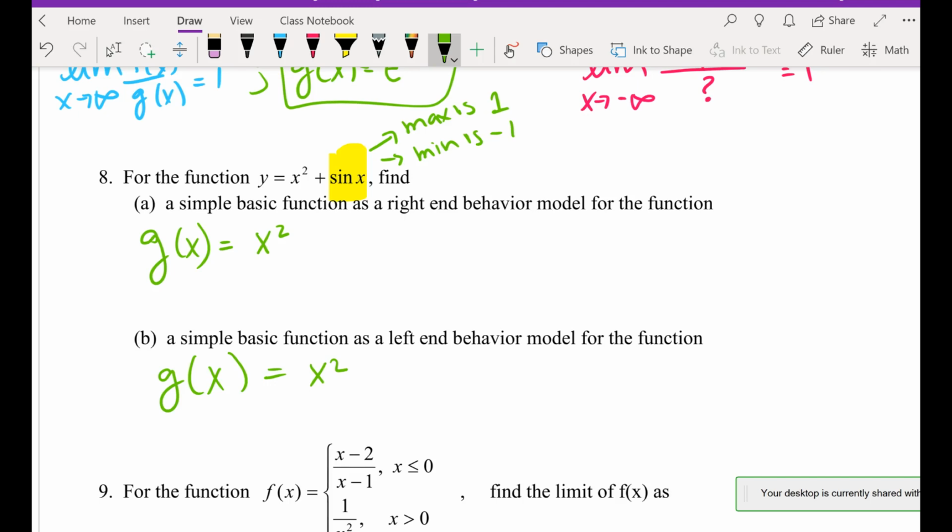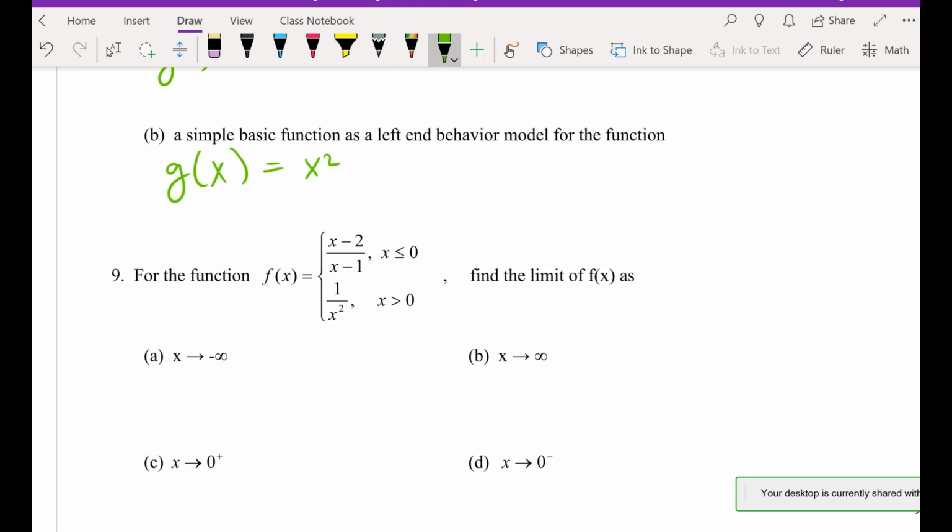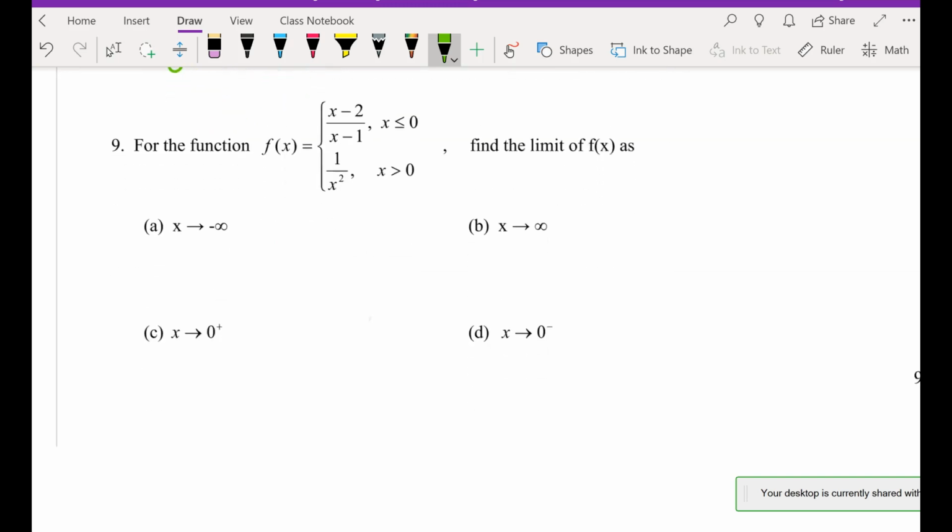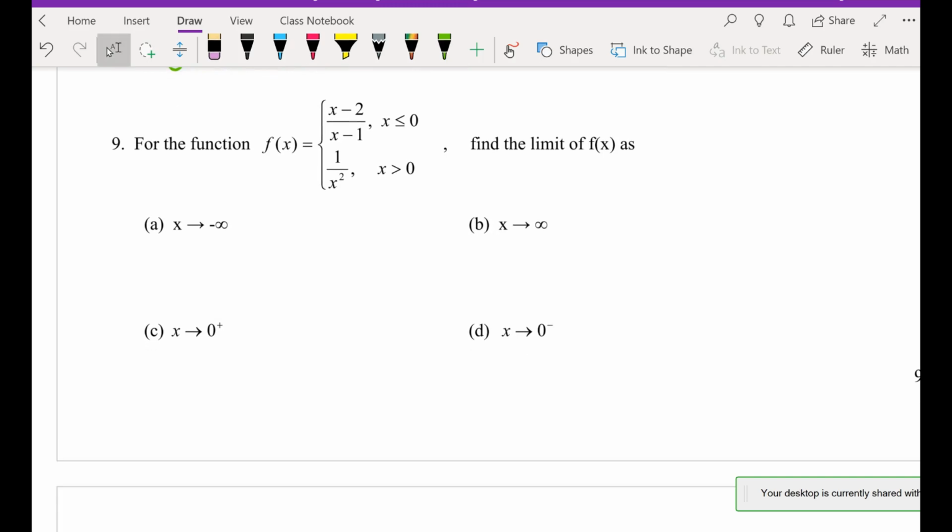Number 9. What kind of function is this? Piecewise. How many pieces? 2. Now, when in doubt, you can always do what? Plug a number, graph it out. When in doubt, graph it out, and then you can see where it's approaching. But we're going to practice without graphing it out.